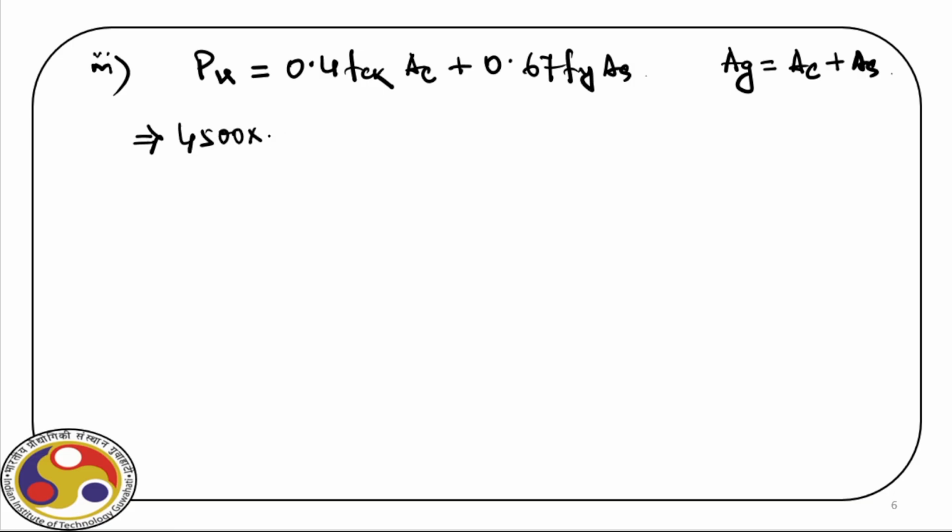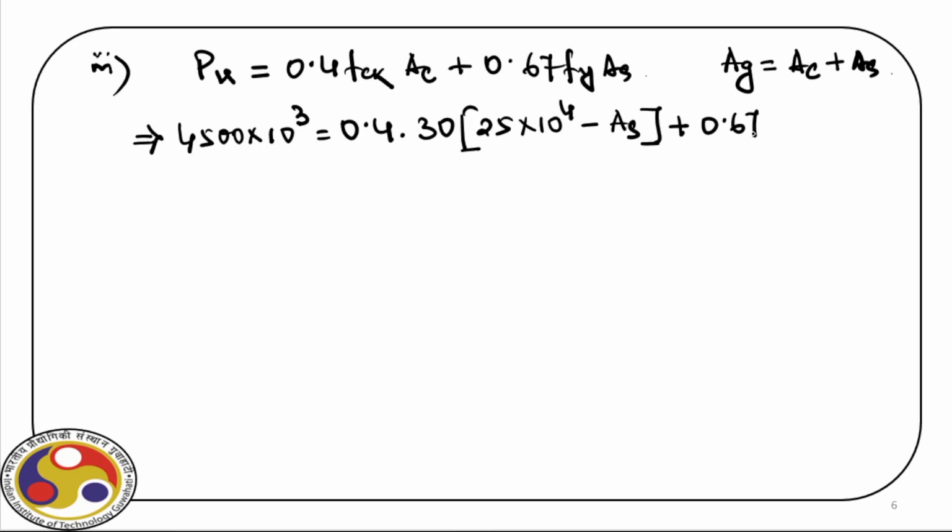4500 into 10 to the power 3 is equal to 0.4 times, we have M30 concrete, so this is 30, then we have Ag, which is 25 into 10 to the power 4 minus As, that is the area of steel, plus 0.67 times 415 times As. Now in this equation you can see we have only one unknown, and that is the area of steel required. So let us simplify this expression.